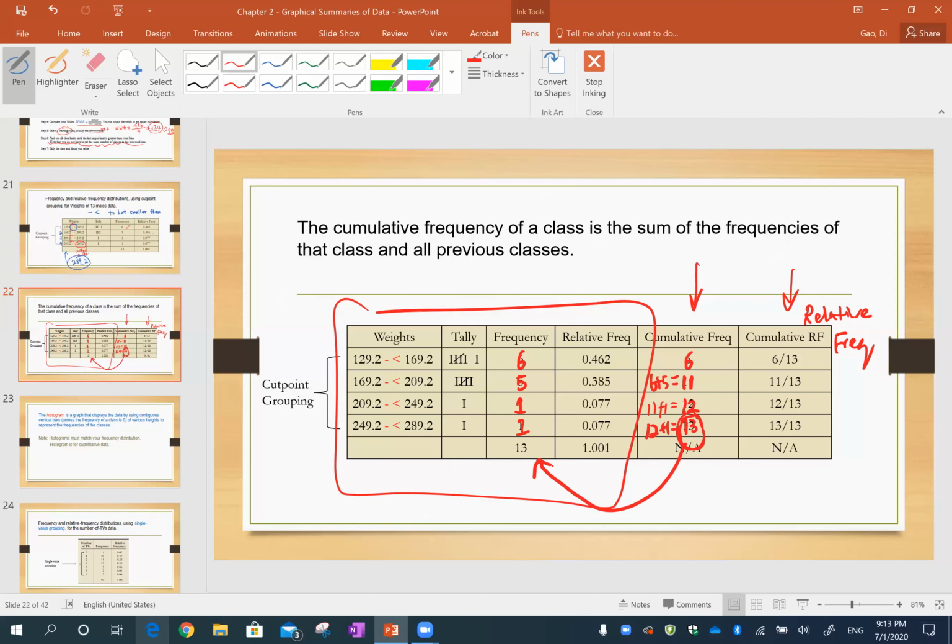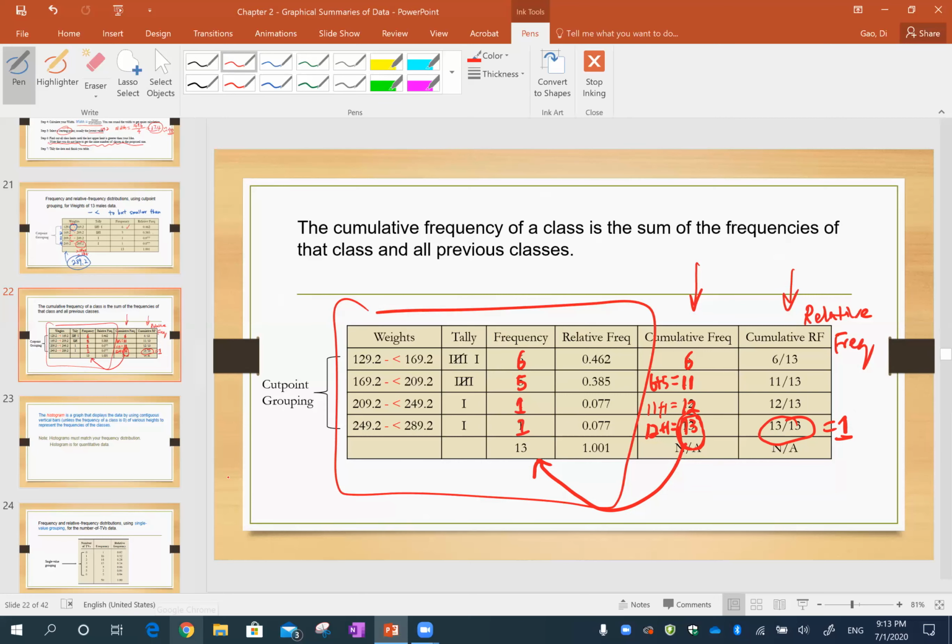And cumulative relative frequency is going to be very straightforward. Just use the number we have here divided by the total. So 6 over 13, 11 over 13, 12 over 13. And then this position is always going to be 1, because the count up to the very last class is always going to be the total. So total divided by total is always going to be 1.